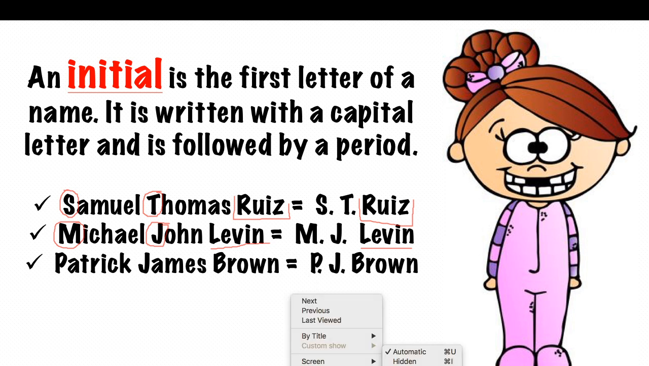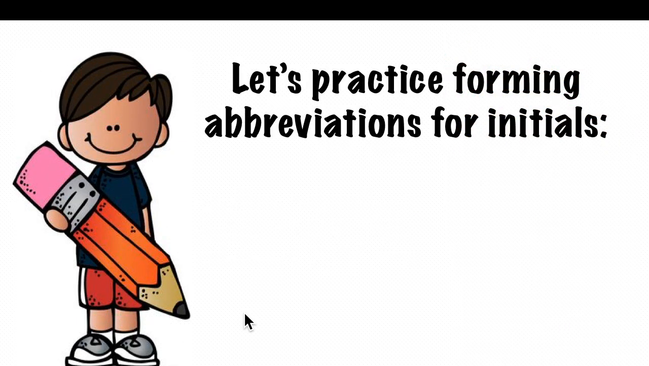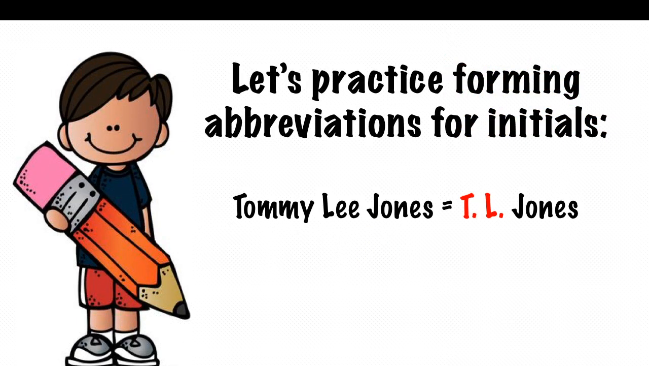And one more time. What will we do? Copy the family name, it stays the same. And take the initials of the first name and the middle name. Patrick James, Patrick P, James J. Put the period after them. P period J period Brown. P.J. Brown. It's an abbreviation for Patrick James Brown. So, this is how we use abbreviations for people's initials.